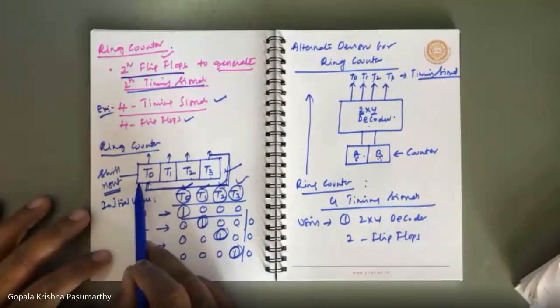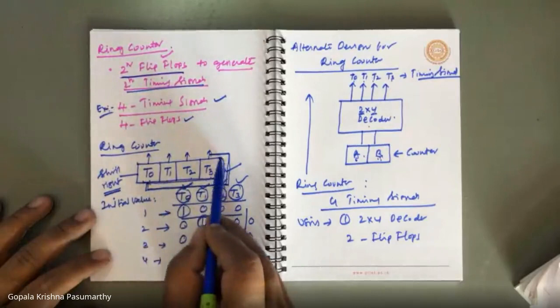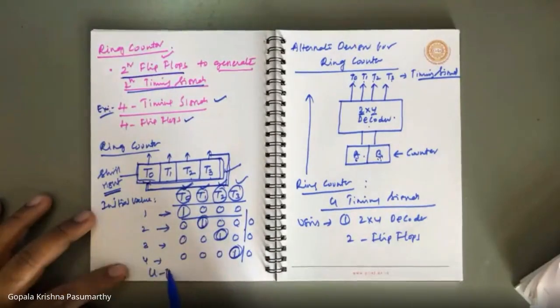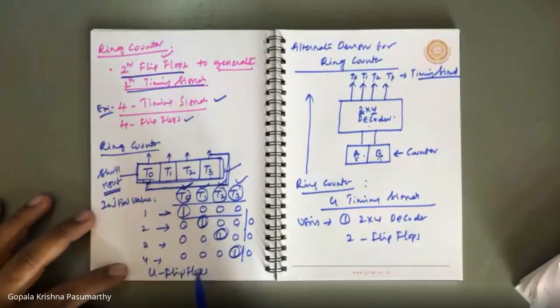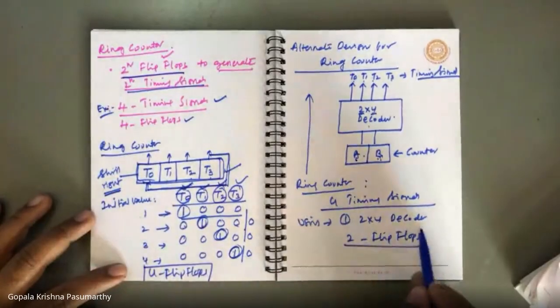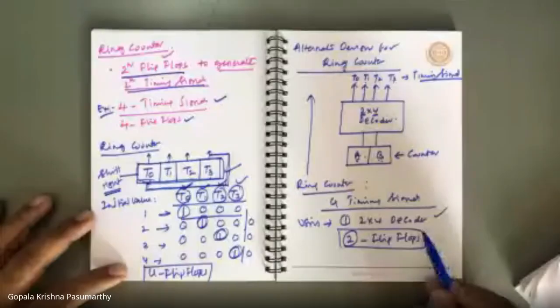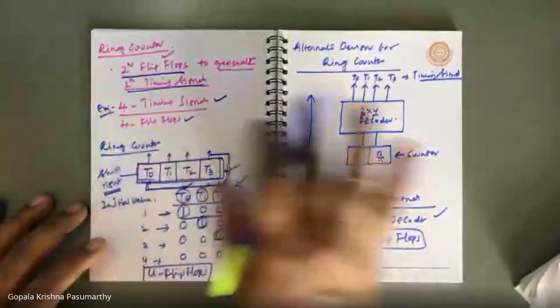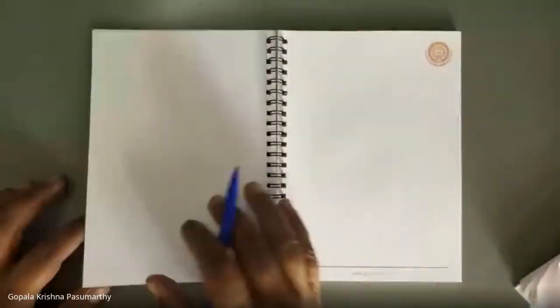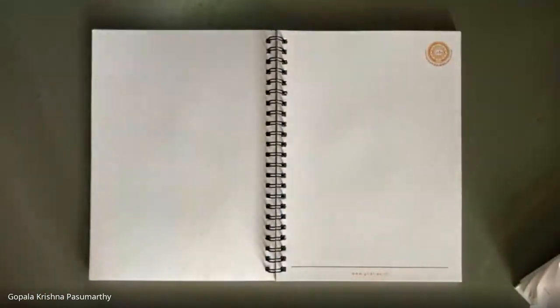See here, this ring counter is generating 4 timing signals using 4 flip-flops. Here we are using only 2 flip-flops. Here we are using 4 flip-flops. Of course, you need a 2x4 decoder here, while nothing extra is required there. This is how a ring counter can be designed and understood.